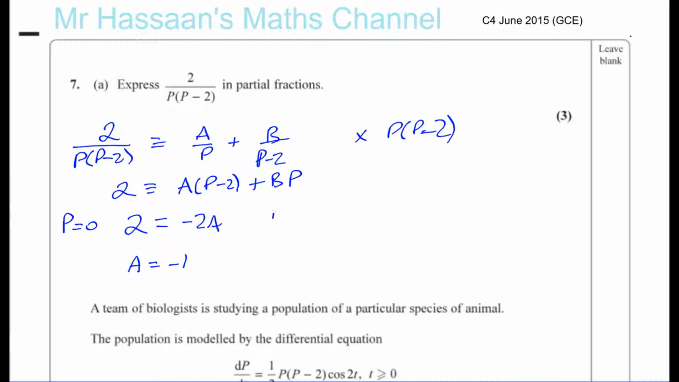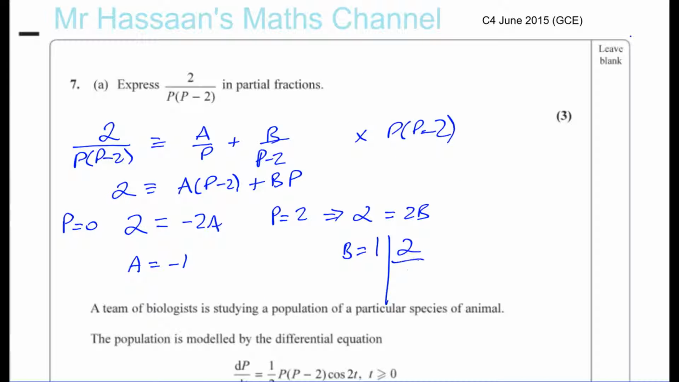And you can also say let P equal 2. In that case this will become 0, and you're left with just the B term. So you've got 2 is equal to 0 plus 2B, in which case B is equal to 1.